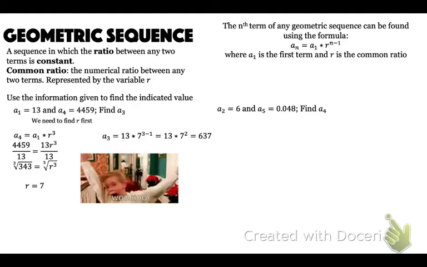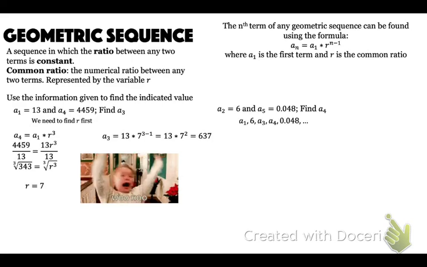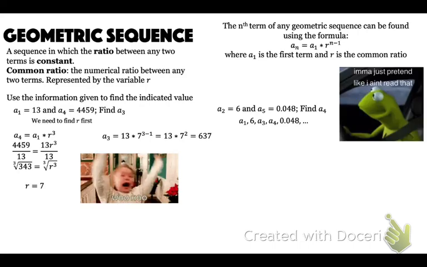Okay, this one is a little trickier. If we have a sub 2 equals 6 and a sub 5 equals 0.048. Now, if I look up in my equation, I need a sub 1. Let's write this out. So that would be a sub 1, then a sub 2 is 6, a sub 3, a sub 4, a sub 5 is 0.048. Let's just pretend we didn't read that. Let's say a sub 1 is 6 and a sub 4 is 0.048. We're just going to shift this and pretend that we know what a sub 1 is.